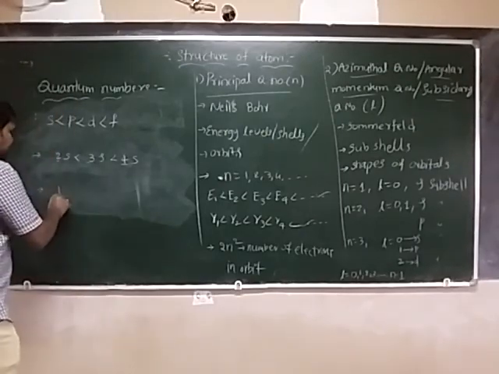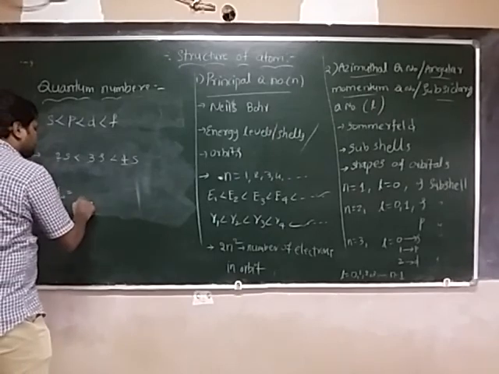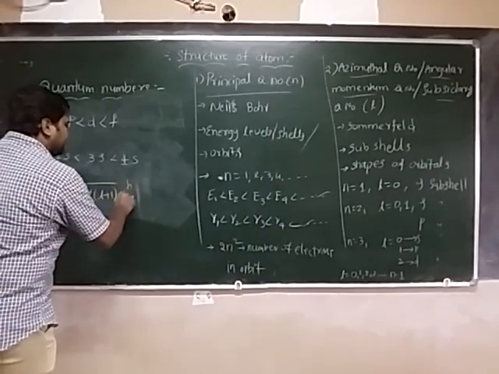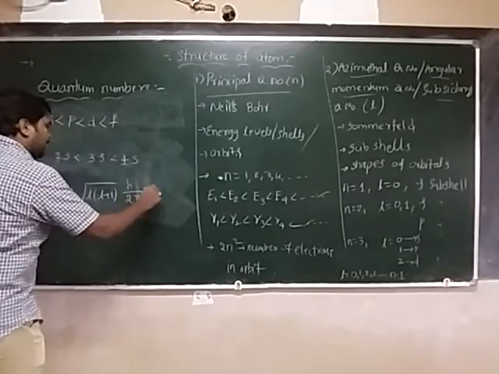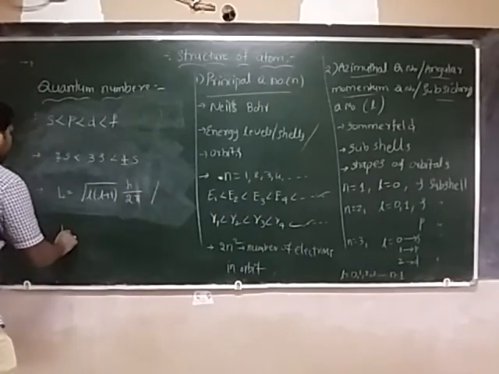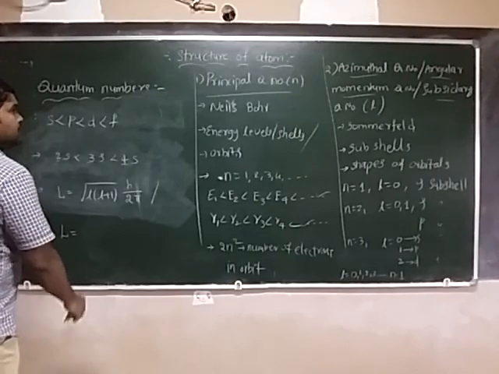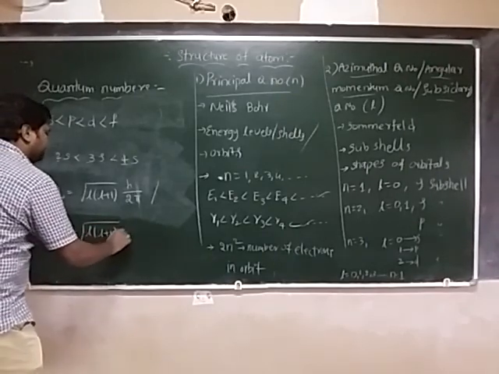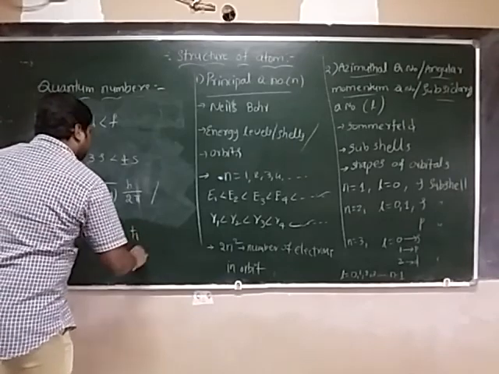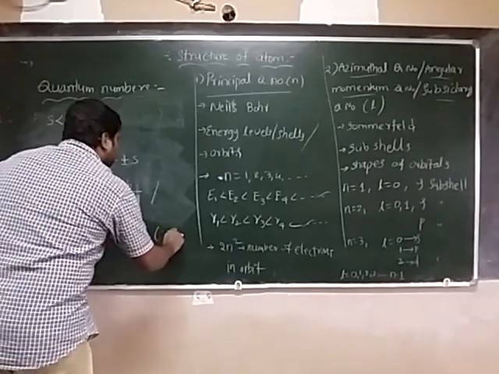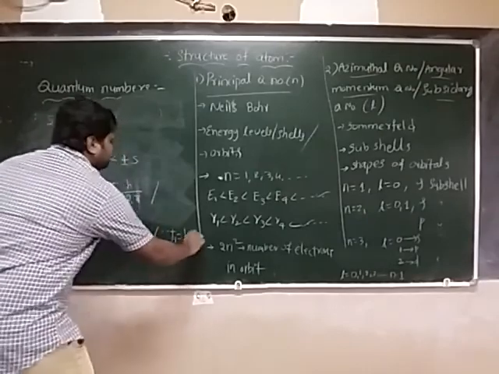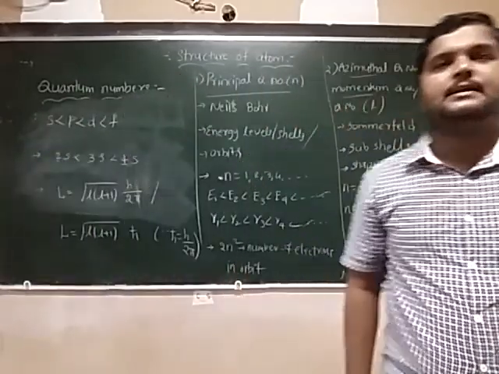That is, L is equal to square root of l(l+1) h by 2 pi, or angular momentum is equal to square root of l(l+1) h cross. Here h cross is equal to h by 2 pi.